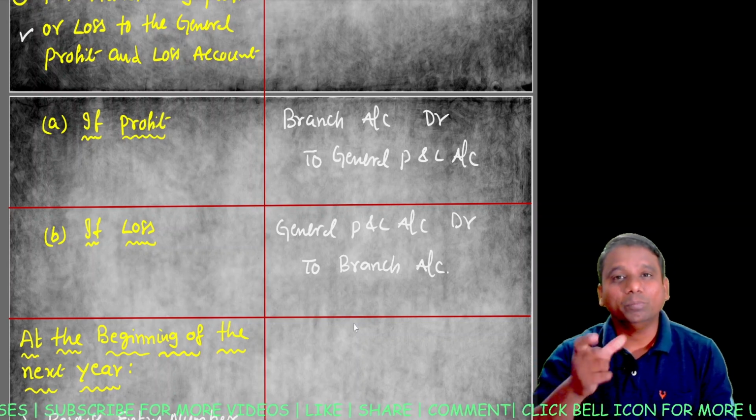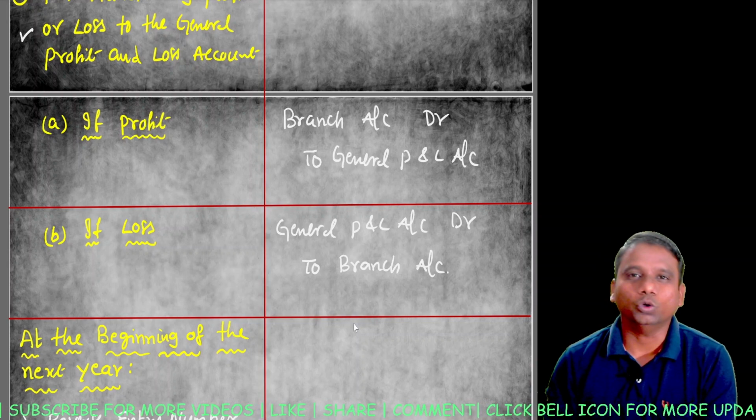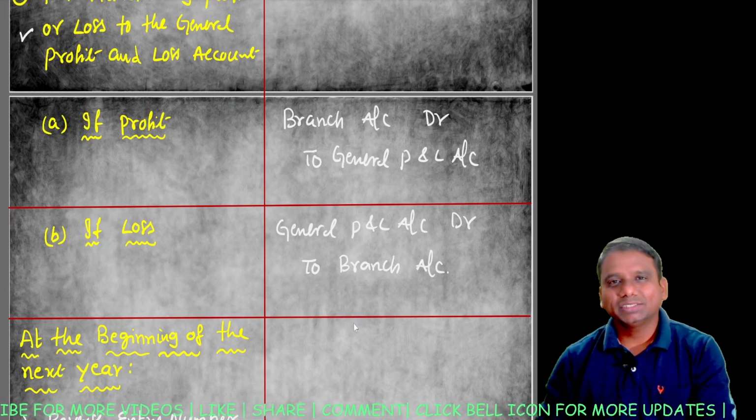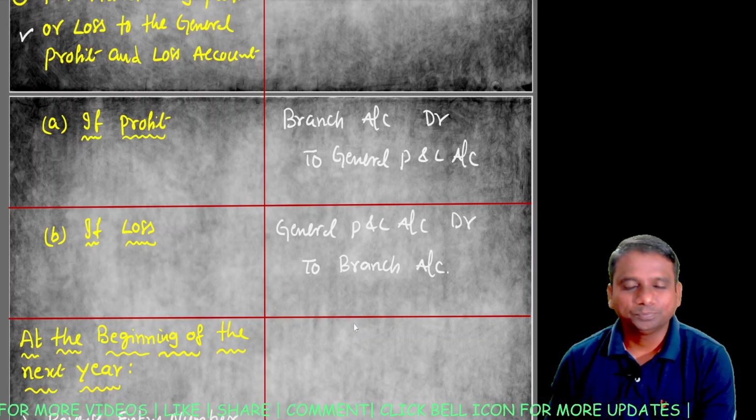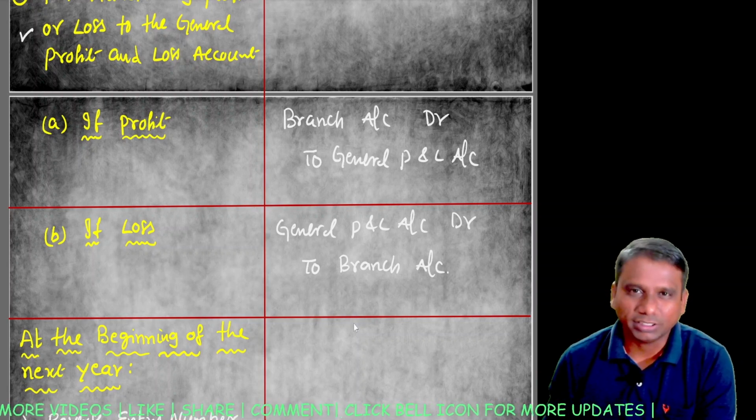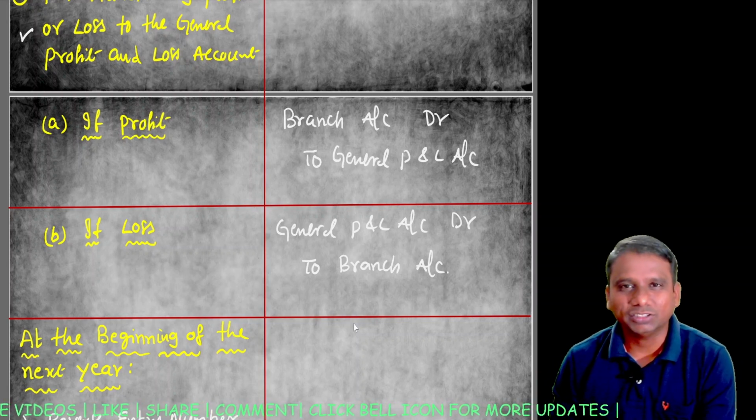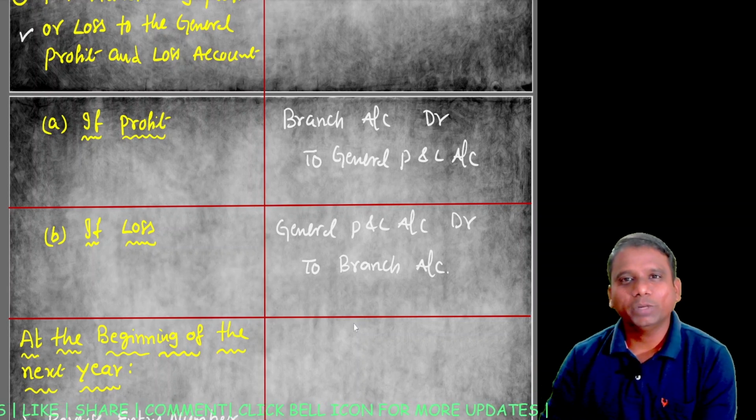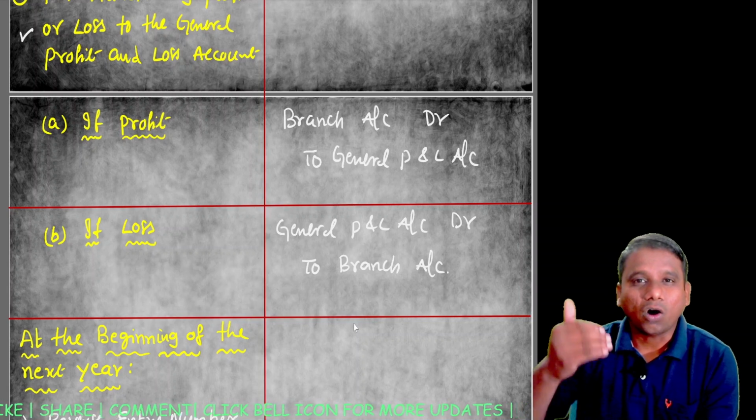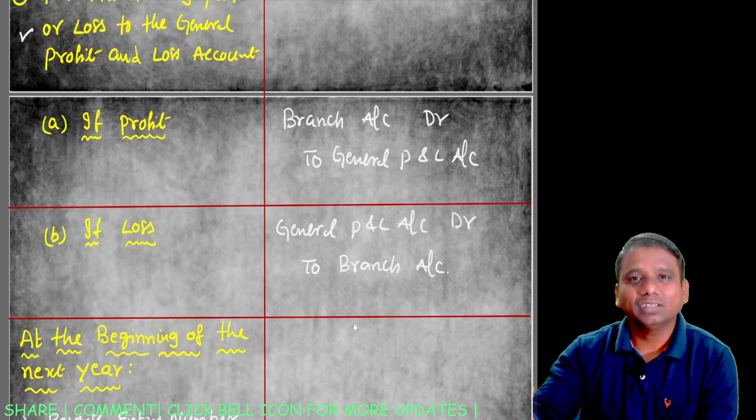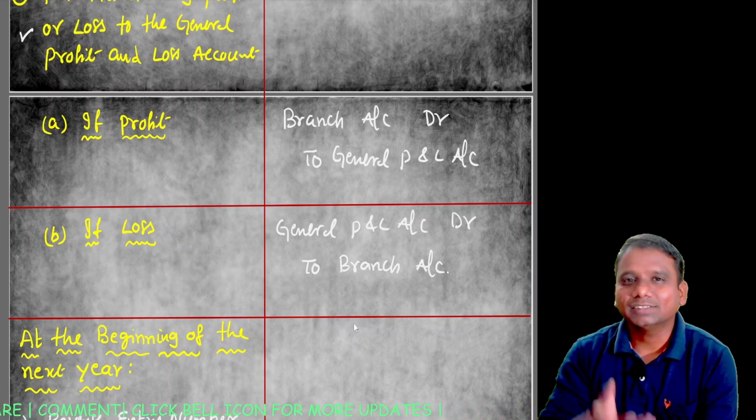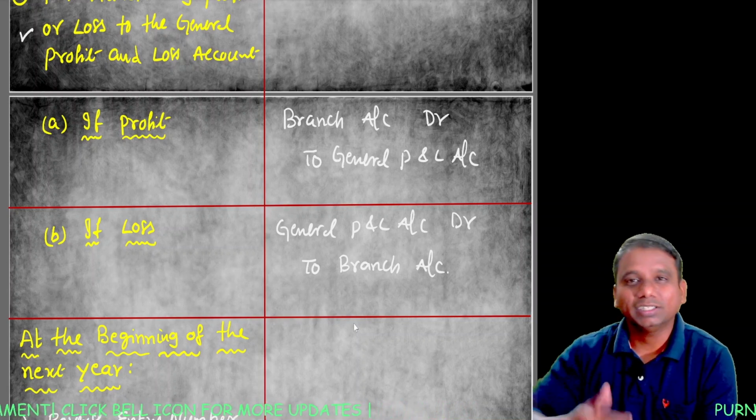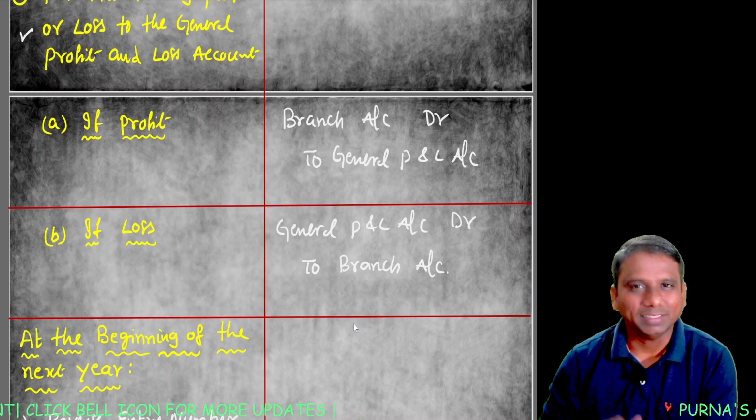At the same time, the branch account is also closed. Now, in the next financial year, we again open the branch account. When you open the branch account, all assets in the branch are taken as opening balances, and all the liabilities of the branch are taken as opening balances.